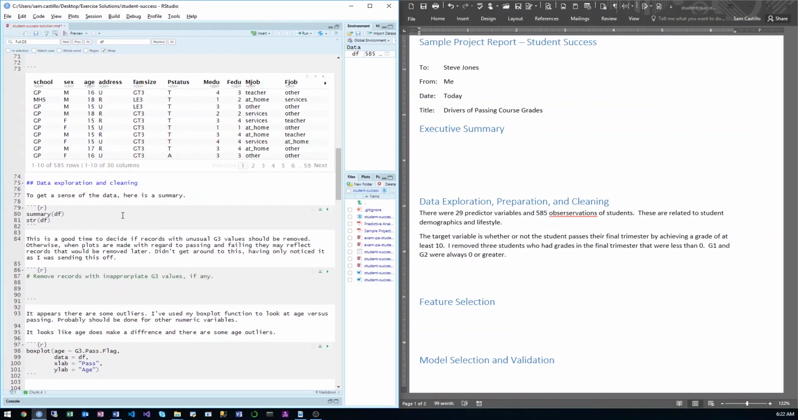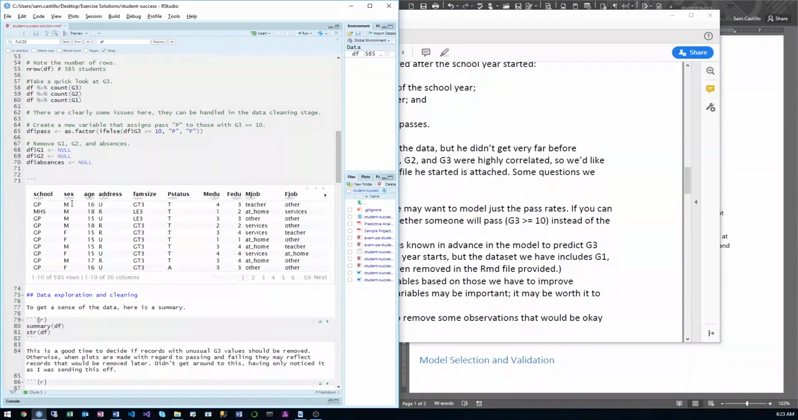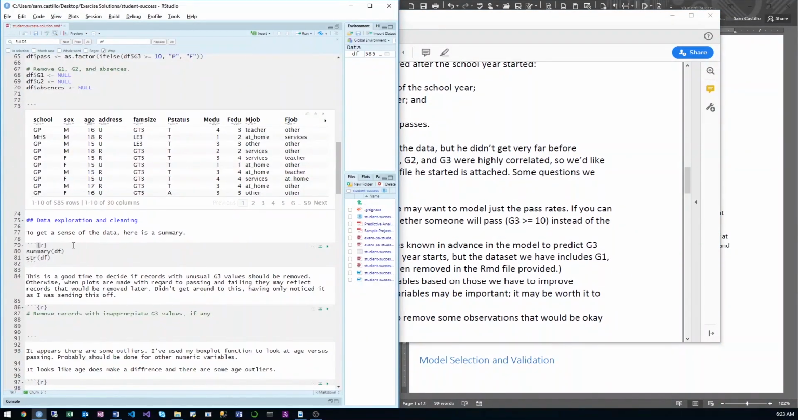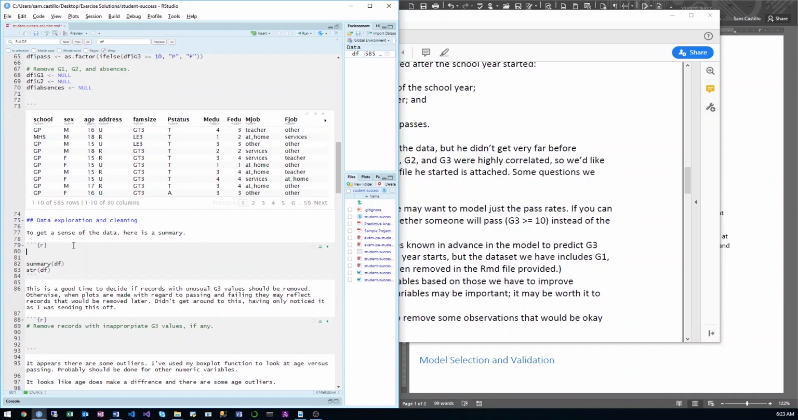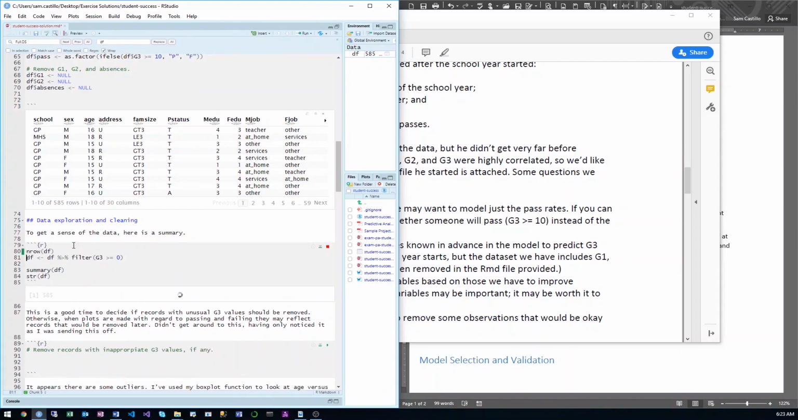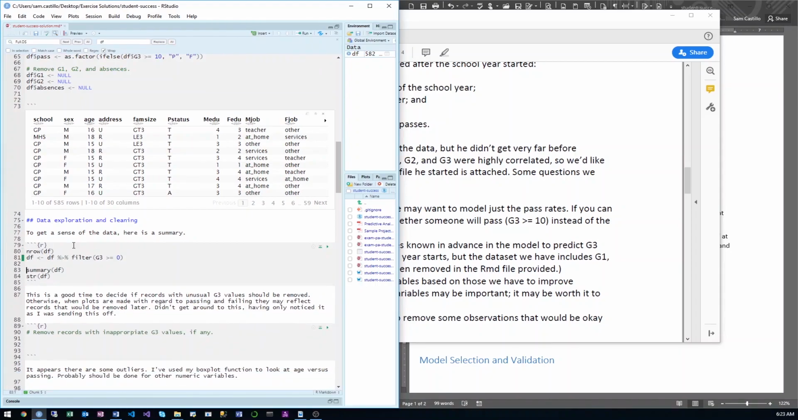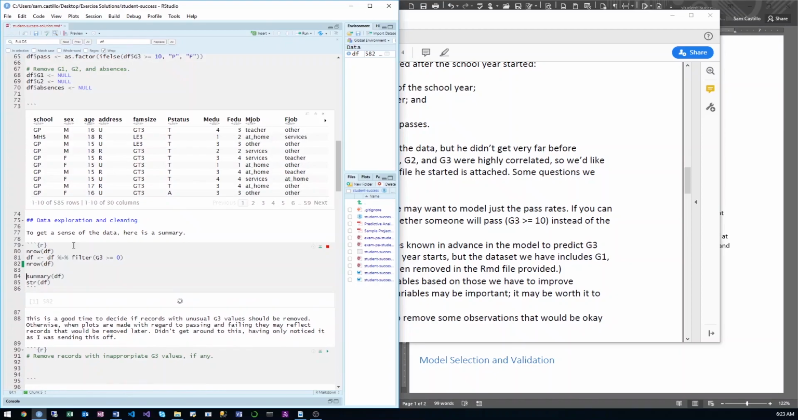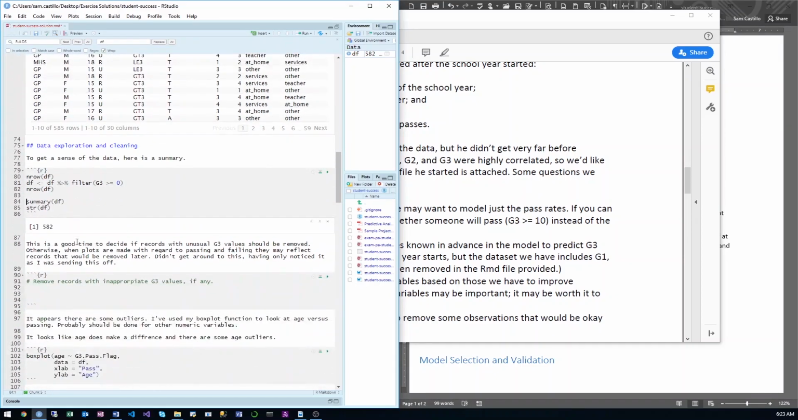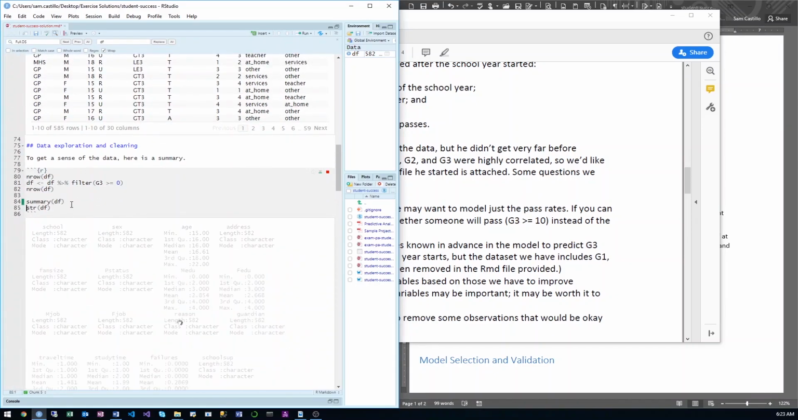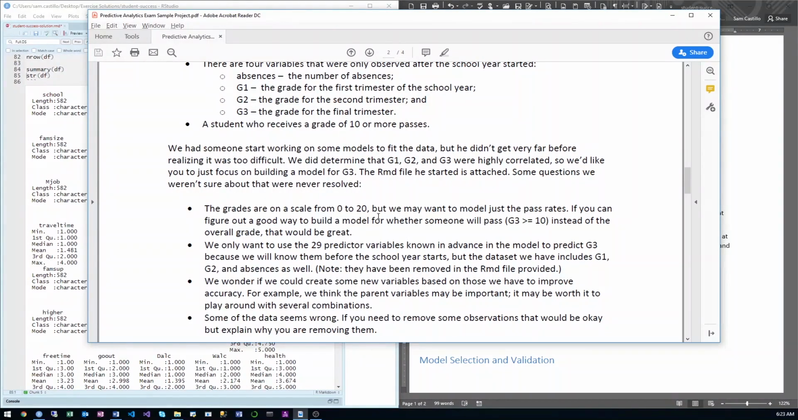Data exploration and cleaning. So I suppose technically you should do all of the exploration and filtering in this RMD section because the grader will expect you to. So I wanted to filter G3 is greater than or equal to 0. And if I look here, I'll see that there are 585, and then there are 582 afterwards. You can look at a summary, and there are 29 predictor variables.